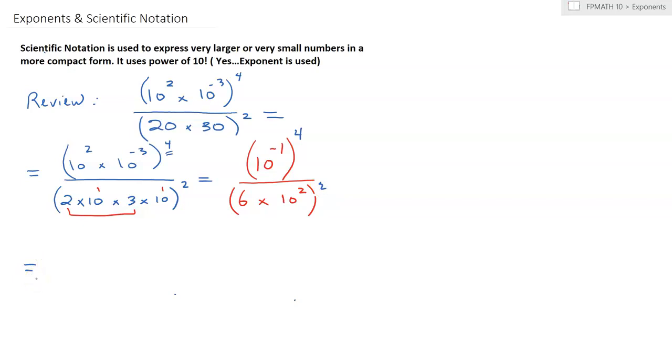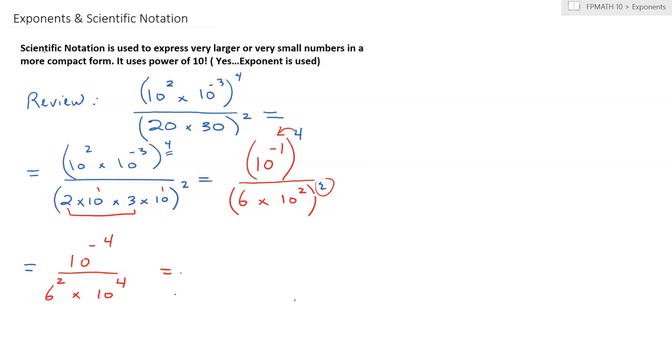Okay, now we're going through the exponent laws. We're going to incorporate the power of a power law. So 10 to the power of minus 4, remember, 4 times minus 1. That's how we do it, multiplying the exponents when you have a power of a power. In the denominator, this 2 belongs to 6 and to 10 squared. So that would be 6 squared times 10 to the power of 4.